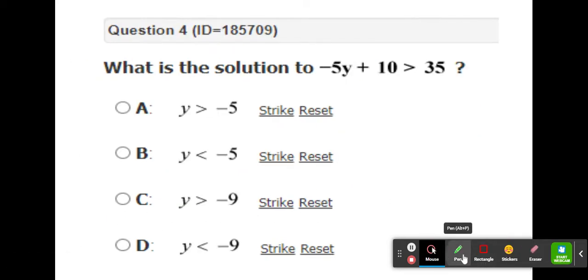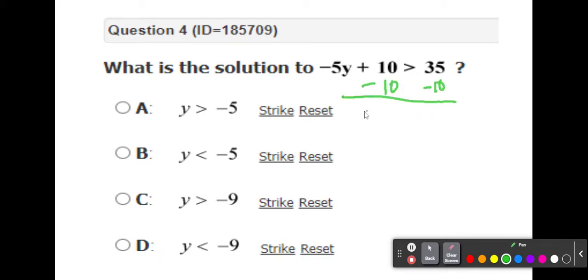Number 4, we had to get rid of the 10 first. So I'm going to subtract 10 on both sides, and that's going to be greater than 25. And now I have to get rid of the negative 5, which is being multiplied by the y.